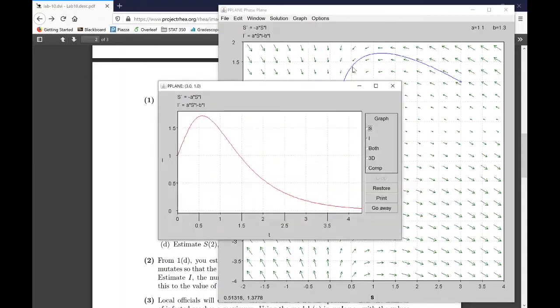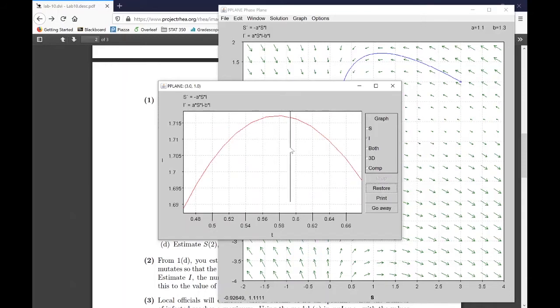And we choose this solution curve. So as you can see, we have this little graph here. We might crop it a little bit to see right here, and at the top it seems like it's about 1.72-ish. And this occurs around t equals 0.58 months.